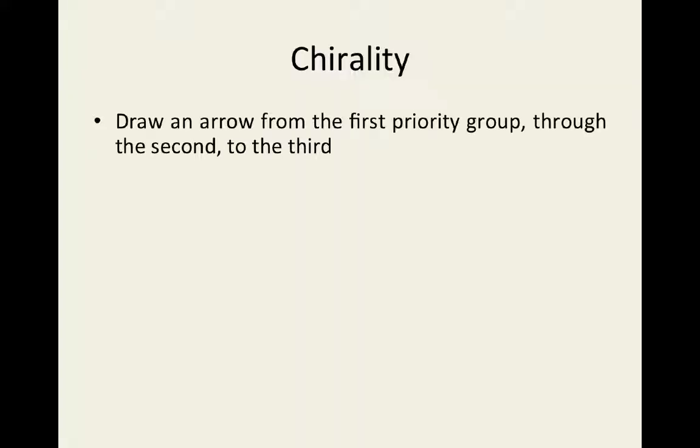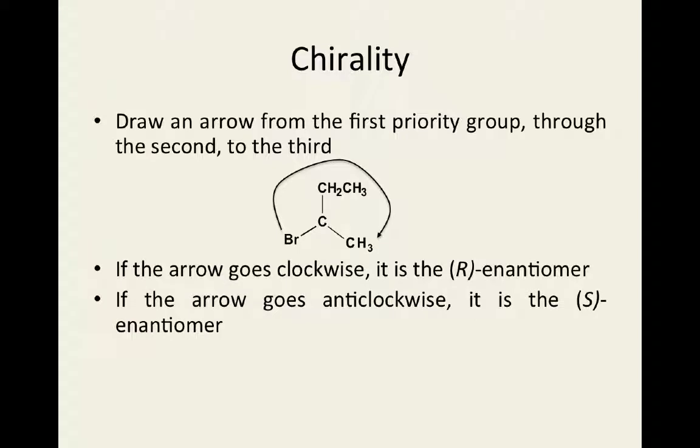When you have the molecule orientated correctly, the final step is to draw an arrow from group 1 to 2 to 3. If this arrow goes clockwise, then we call the isomer the R enantiomer, and if the arrow goes anti-clockwise, then we call it the S enantiomer. You can remember this because the arrow follows the shape of the letter in each case. This molecule is the R enantiomer of 2-bromobutane.